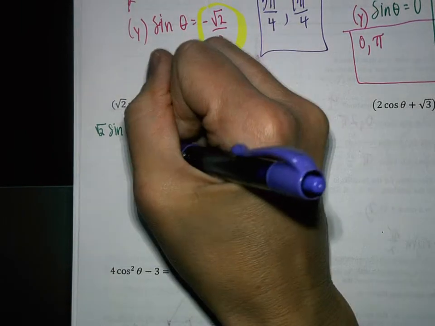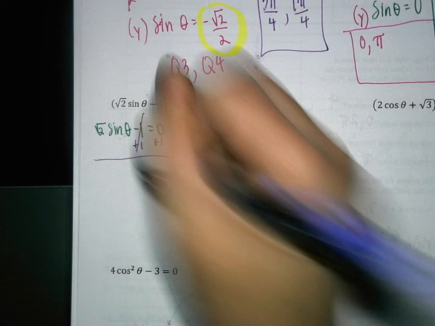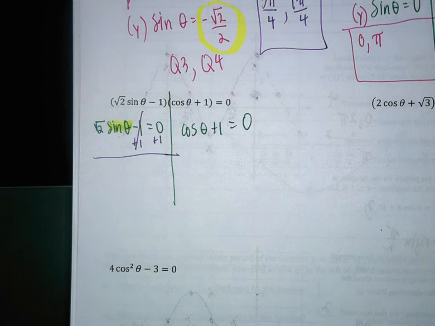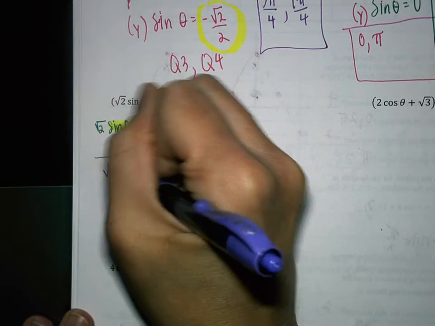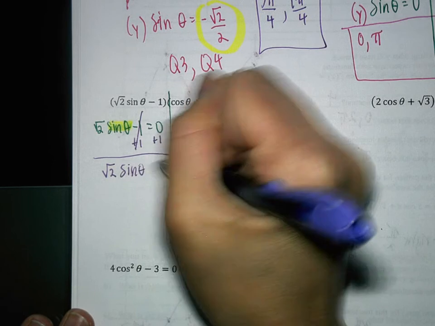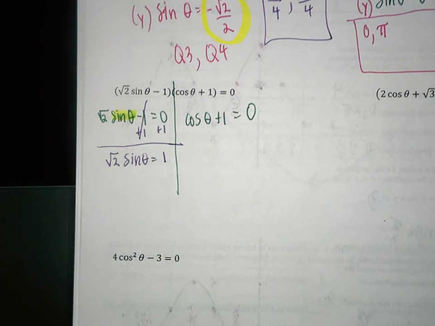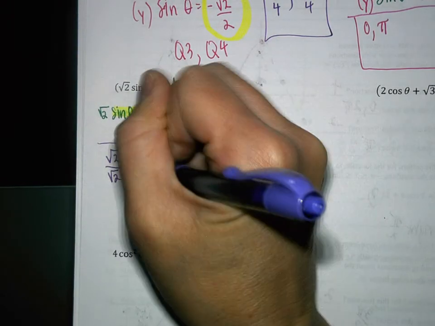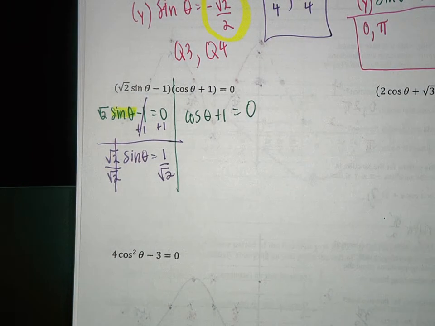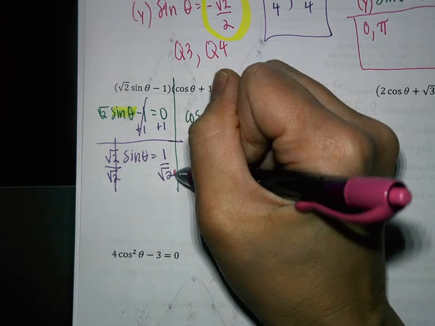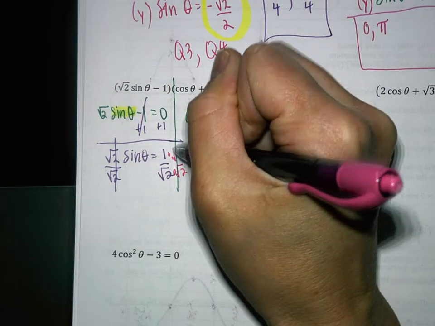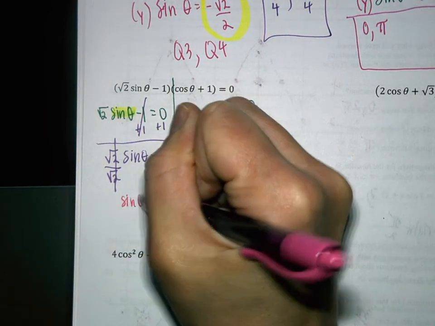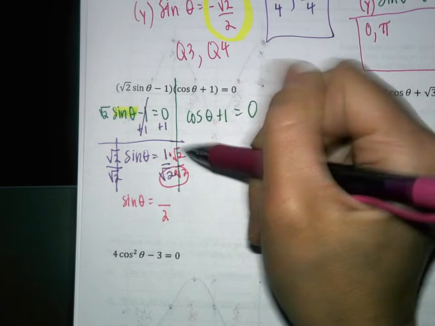So here I would add 1 to both sides. We are trying to get sine of theta by itself. I have root 2 sine of theta equals 1. In order to get sine of theta by itself now, I would divide both sides by root 2. We need to rationalize the denominator, so I would multiply by root 2 on both the top and the bottom. 2 root 2's end up making a 2, so I have sine of theta equals root 2 over 2, because 1 times root 2 is root 2.